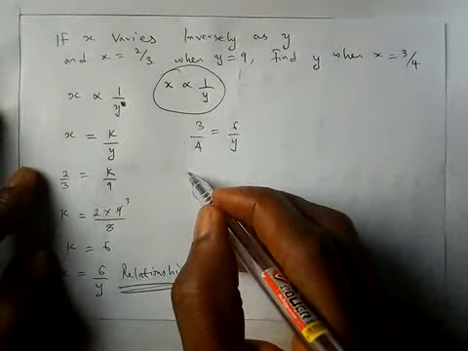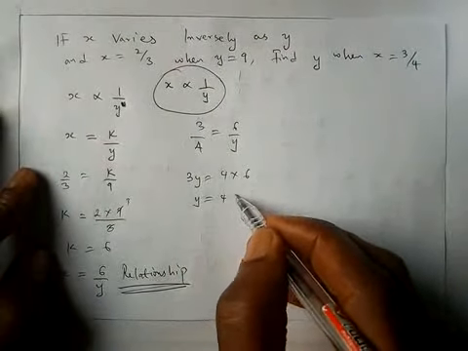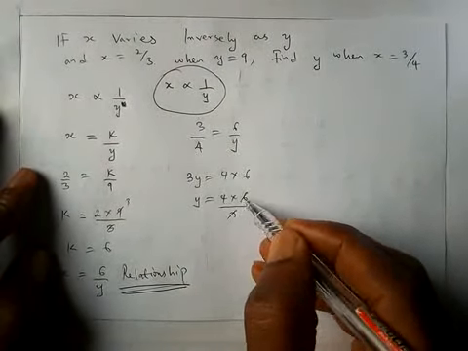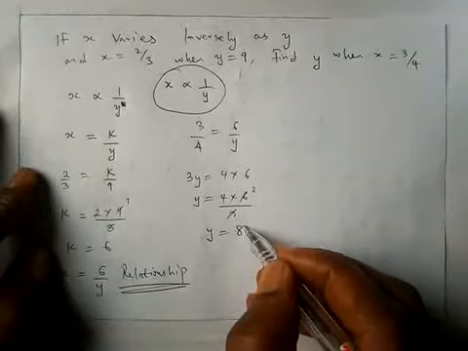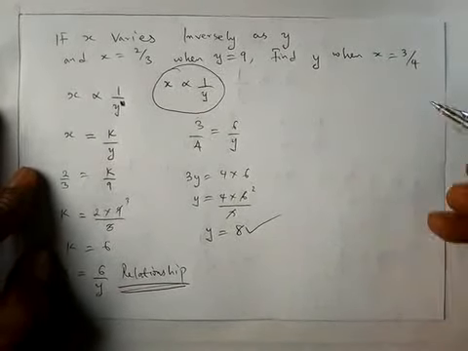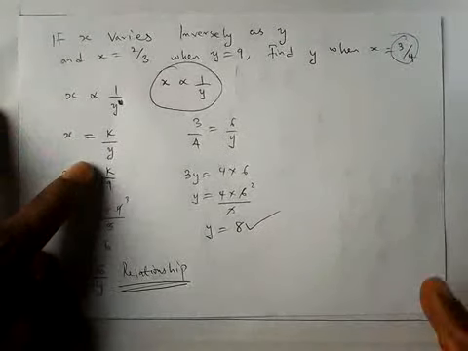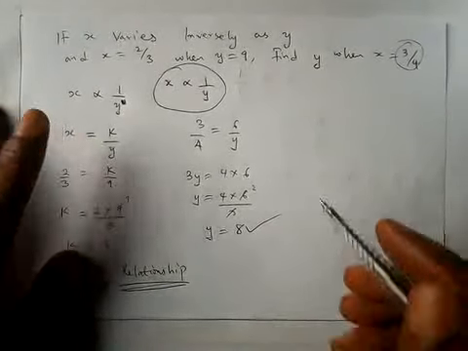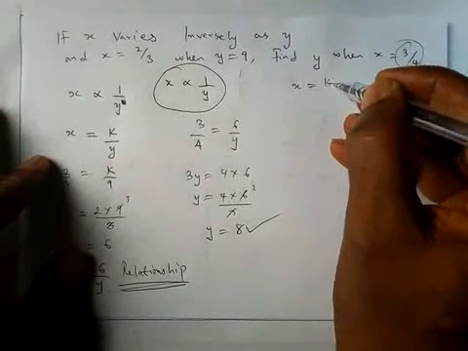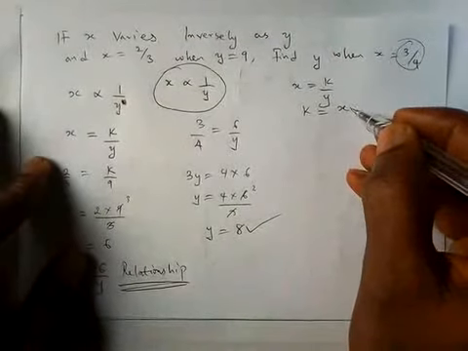Cross multiplying, 3y is equal to 4 times 6. Y is 4 times 6 over 3. Y is 8. So y is 8 when S is 3 over 4. Okay, the same way, using the second method, from here you see that S is equal to k over y, cross multiplying, you see that k is equal to Sy.